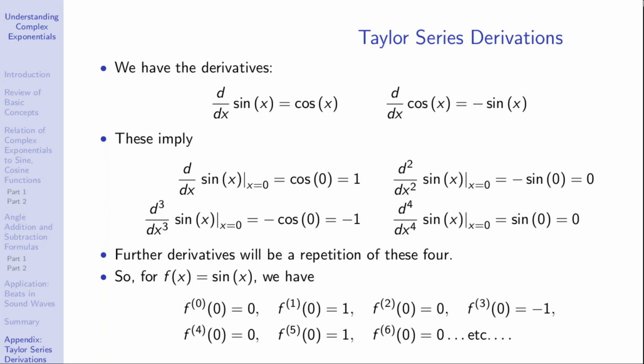So, for f of x equal to sine of x, we have the following. The 0th derivative of f evaluated at 0 is equal to 0. The first derivative of f evaluated at 0 is 1. The second derivative is 0. The third derivative is minus 1. The fourth derivative is 0. The fifth derivative is 1. The sixth derivative is 0, etc.